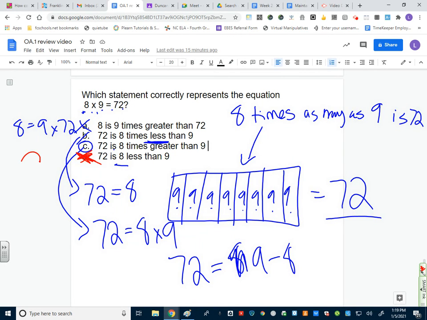So the best answer is C, because it reads 72 is or equals 8 times as many as 9, or 8 times greater than the number 9. Multiplicative comparisons are all about equal groups, but it's up to you to decide if we're multiplying or dividing to solve.